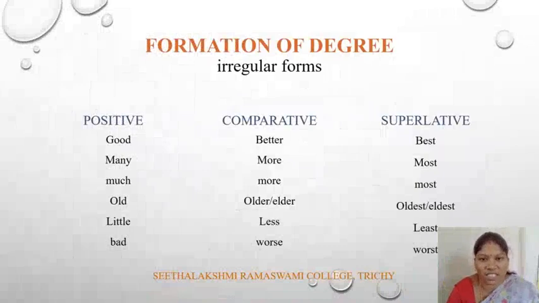Here are some adjectives which do not follow any of the rules explained earlier or below. These are known as irregular forms. Good, better, best; many, more, most; much, more, most; old, older or elder, oldest or eldest; little, less, least; bad, worse, worst.